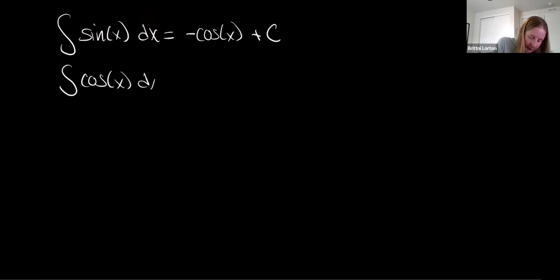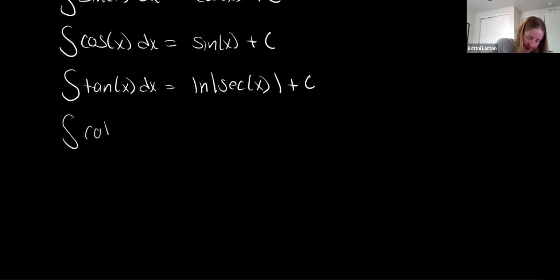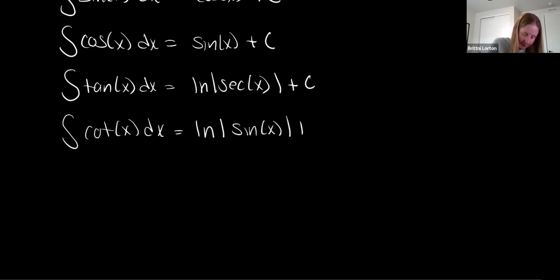The integral of sine of x is negative cosine of x. The integral of cosine of x is positive sine of x. The integral of tangent of x is ln of secant of x plus c. The integral of cotangent of x is equal to negative... no, that one did not have a negative. Of course, I'm so sorry. It's positive ln of sine of x plus c.